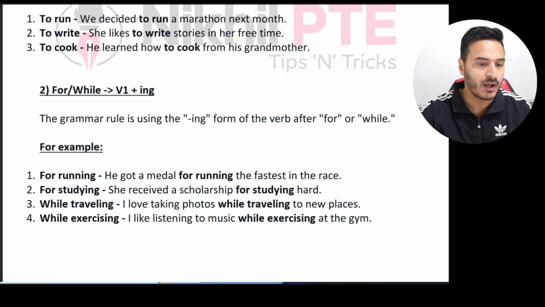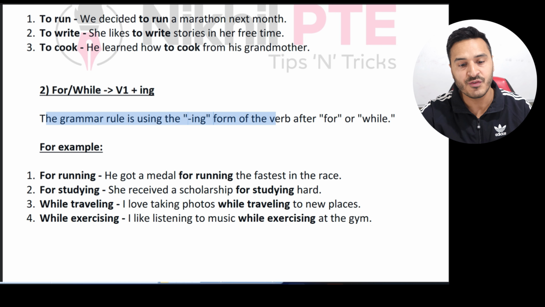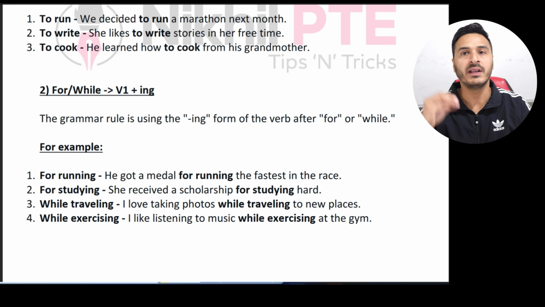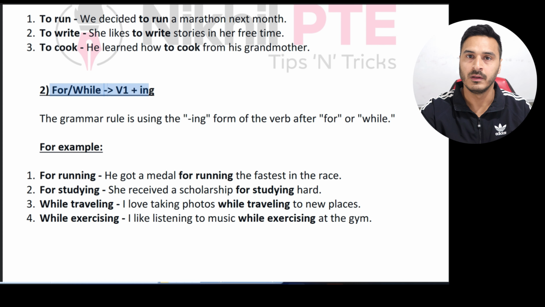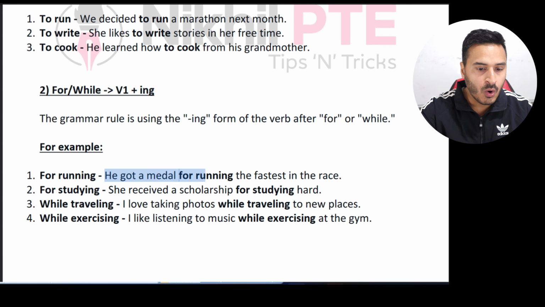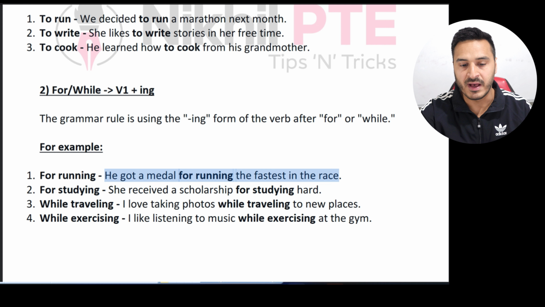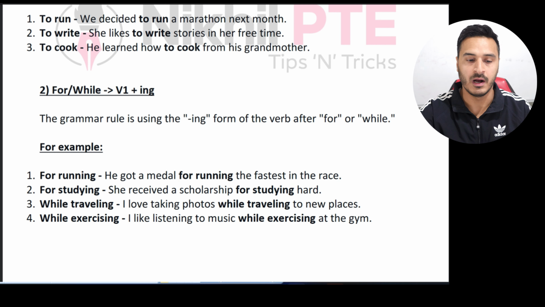The second grammar rule is using the ing form of the verb after "for" or "while". Whenever you find "for" before a blank, then the first form plus ing will come. For or while. Let's take an example. He got a medal for running the fastest in the race. She received a scholarship for studying hard. I love taking photos while traveling to new places. I like listening to music.